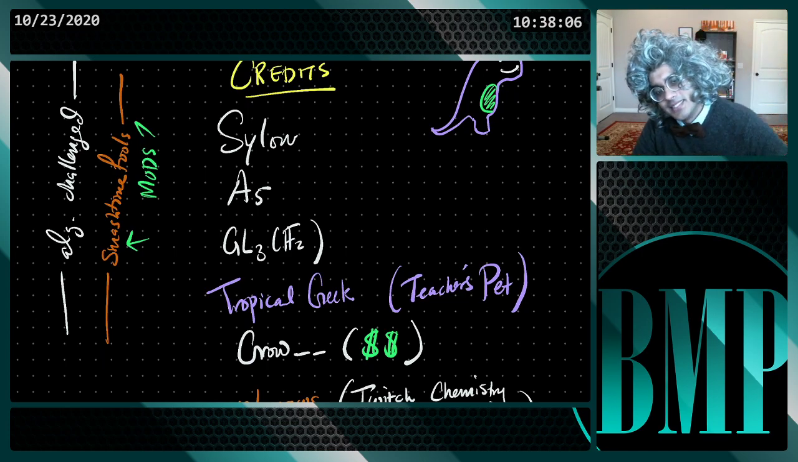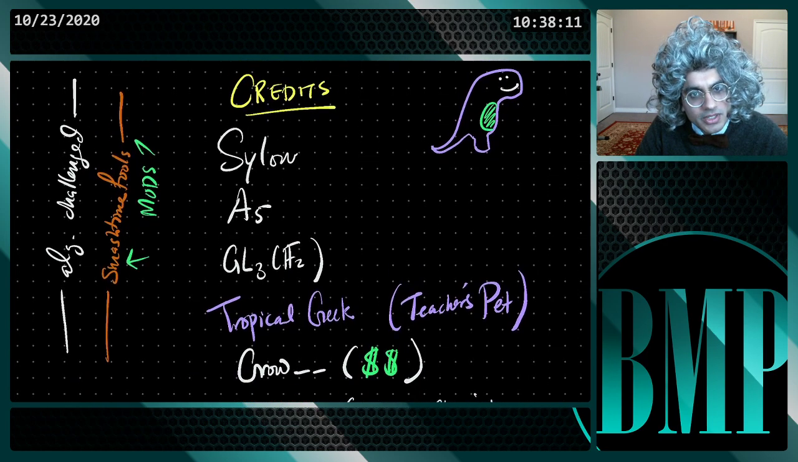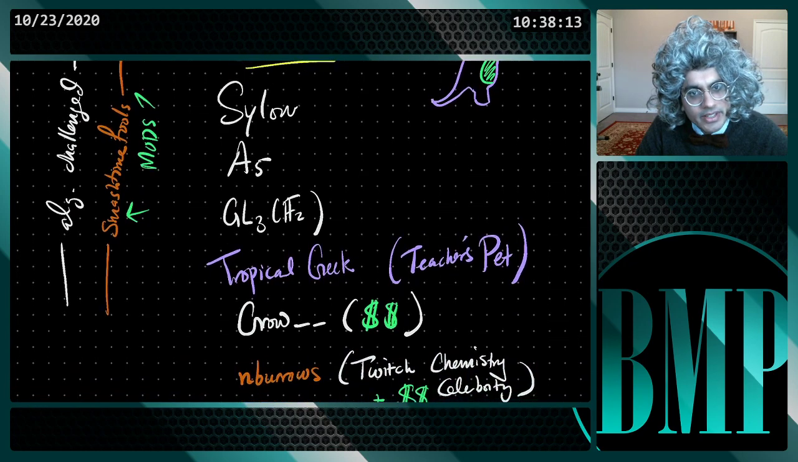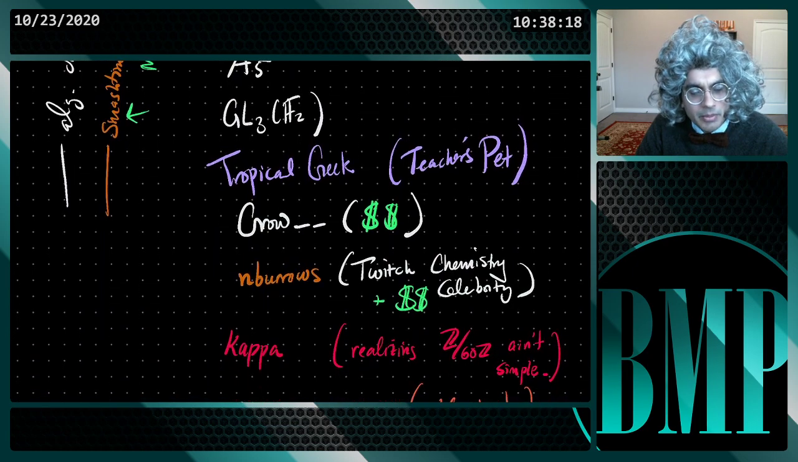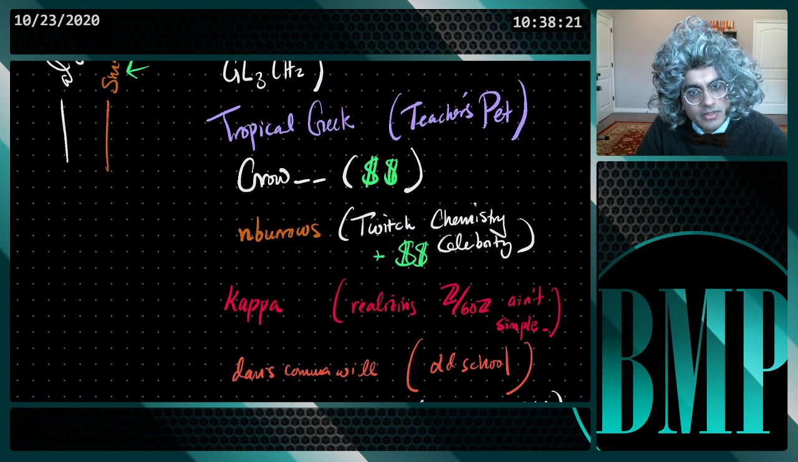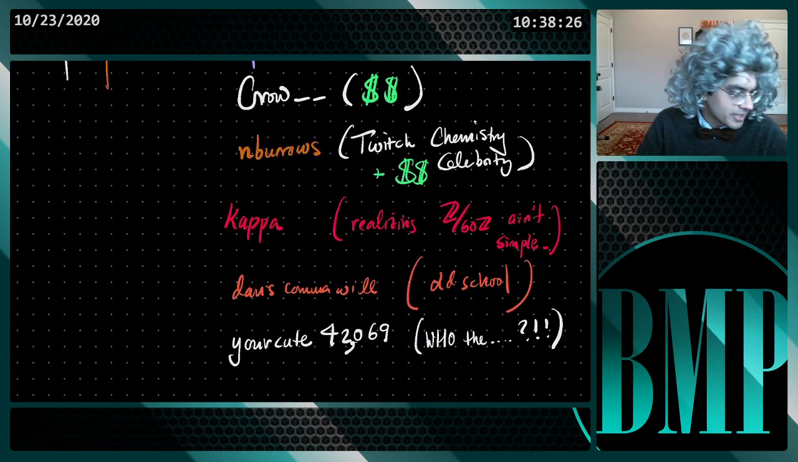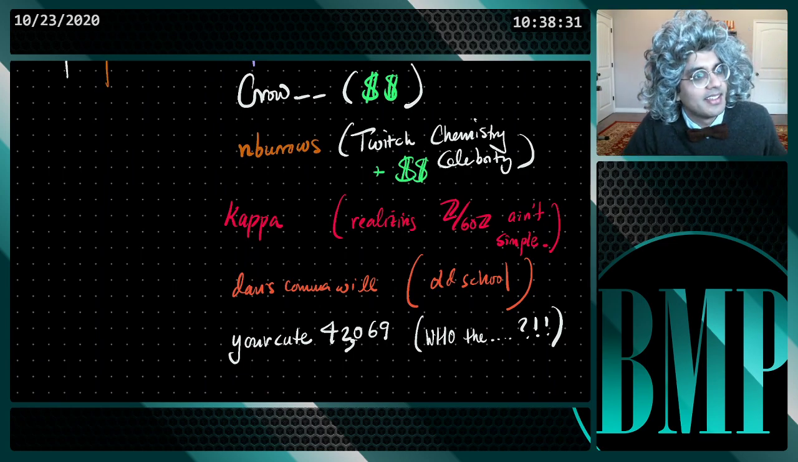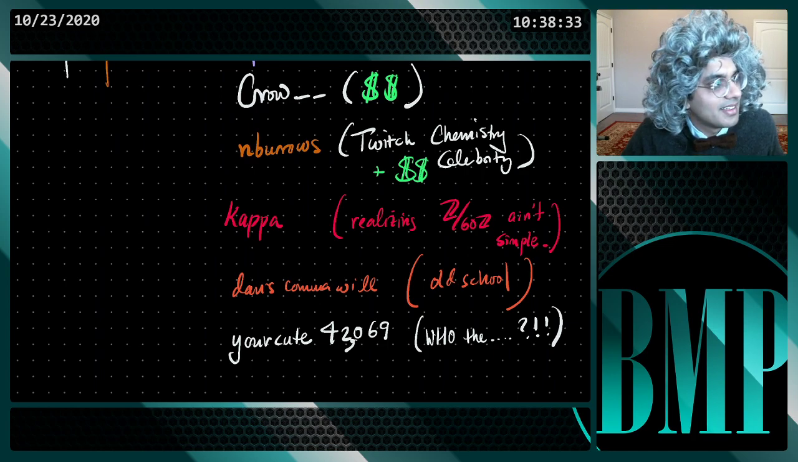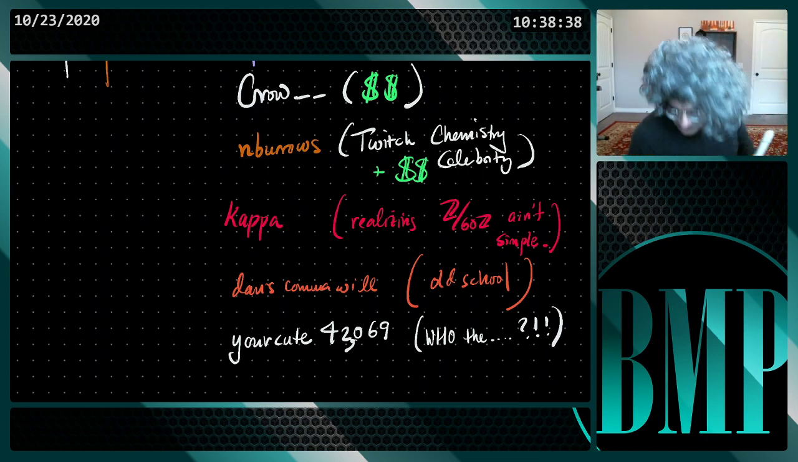All right. Good to see you, Smash Time. We're just rolling through the credits here. We're gonna credit Silo, A5, GL3F2, and then a bunch of people. I mean, Silo was a person too. I mean, let's be honest. Here we go. You want some music? How does that one song go?